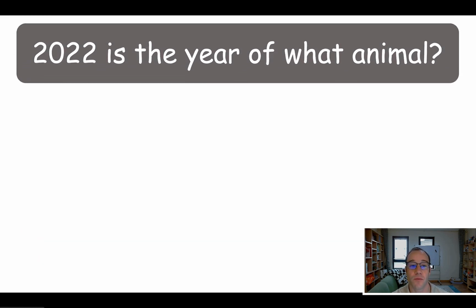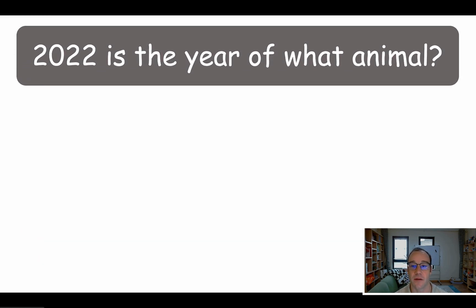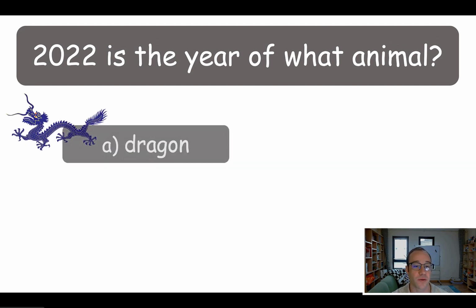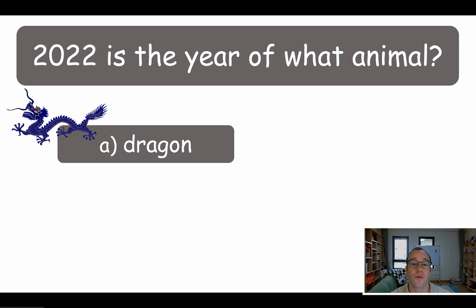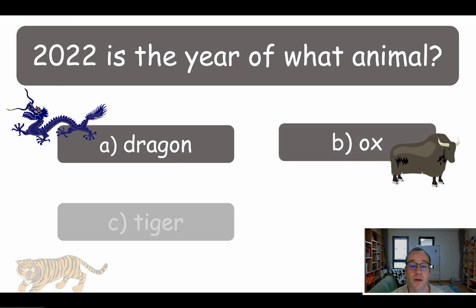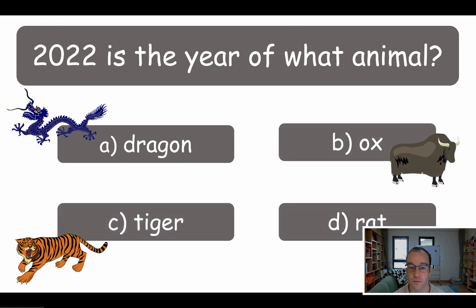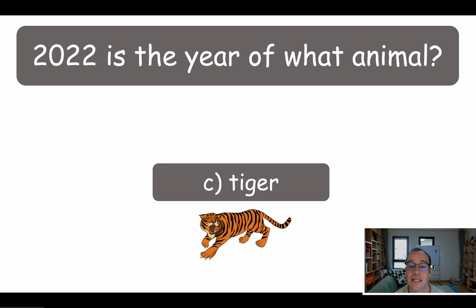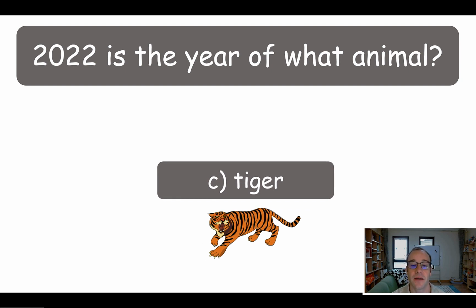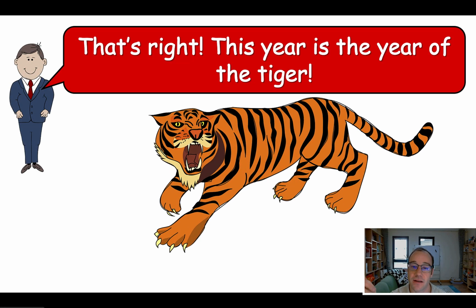All right, next pop quiz. Again, this is exactly the same as the grade 2 and 3 New Year's lesson, but I just want to see what they know. So, 2022 is the year of what animal? And I'll present them with 4 options after selecting 4 students or 2 students, depending on how many teams you have. And if they can guess the right answer, they can get some points. That's right. This year is the year of the tiger.